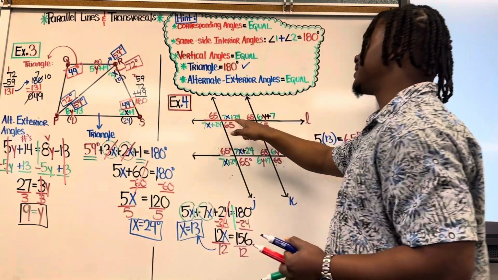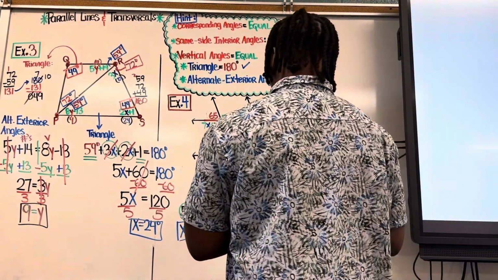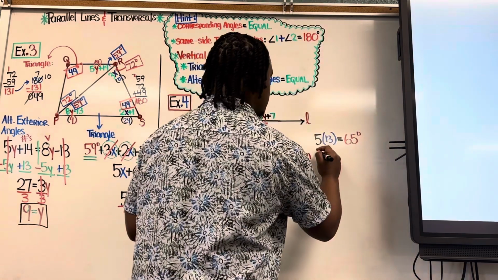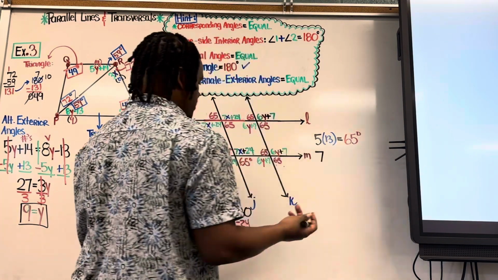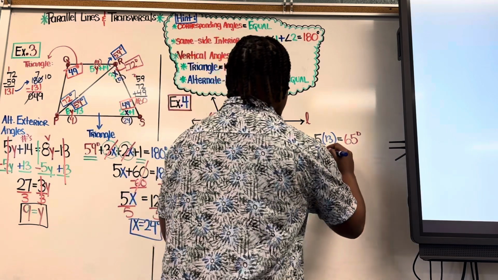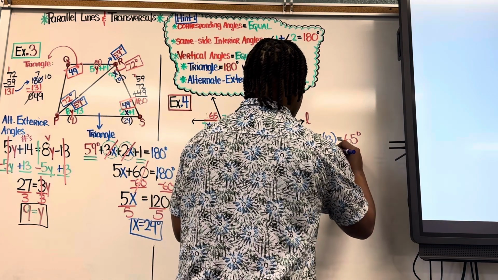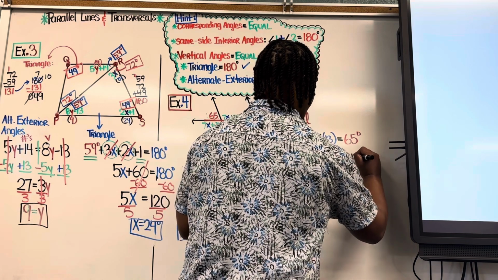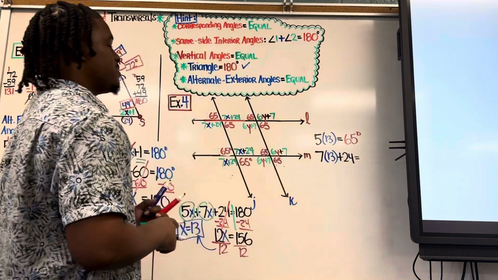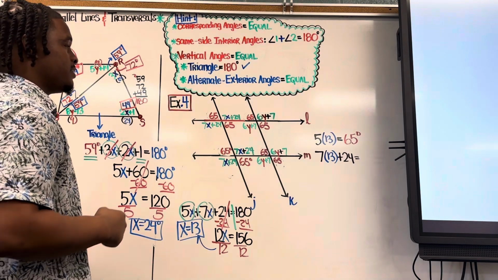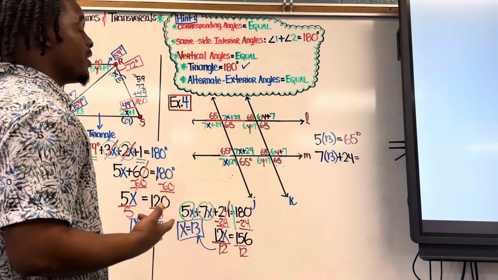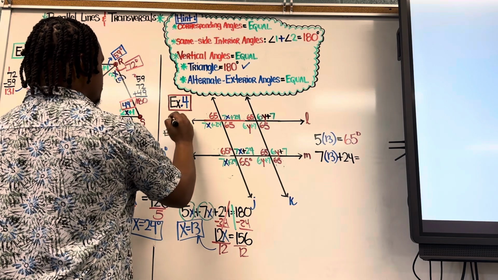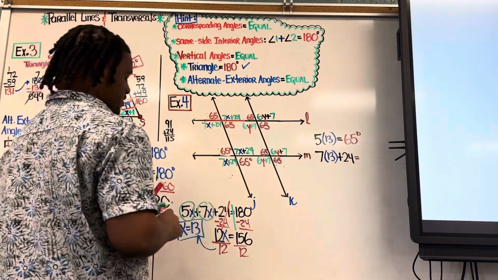Now, the expression that says 7x plus 24, I can plug in 13 as x. So I'm gonna have 7x, which is 7 times 13, plus 24, right? 7 times 13 is 91, and then 91 plus 24 equals 115.